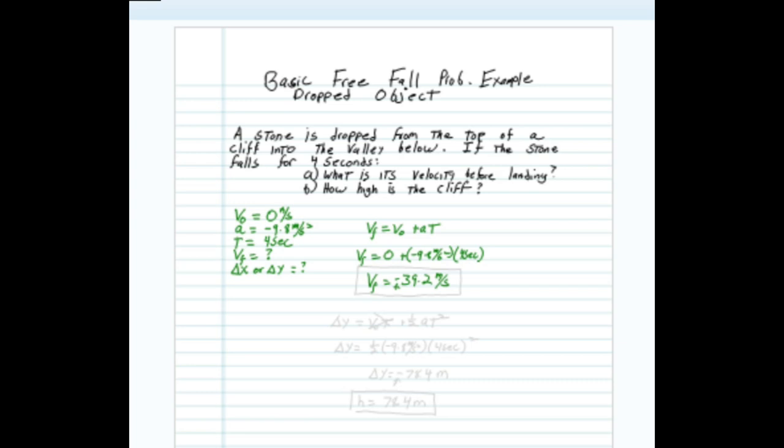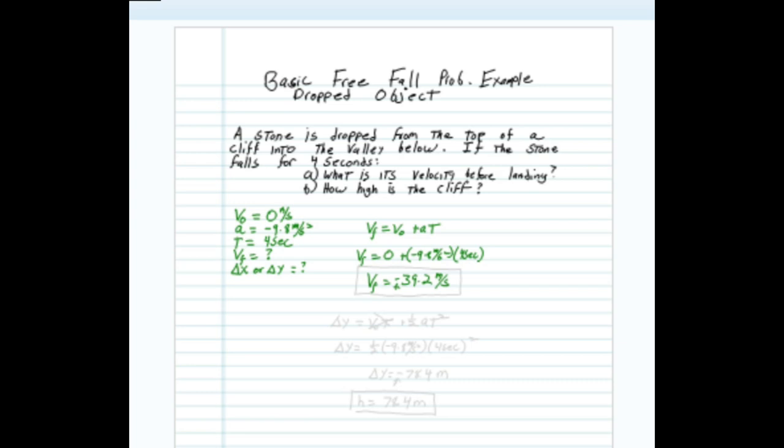And you'll notice that that velocity is almost, not quite, but almost negative 40 meters per second. Now let me think about why. Well, the acceleration due to gravity is almost negative 10 meters per second squared. So that means after 1 second, it would be going negative 10. After 2 seconds, negative 20. After 3 seconds, negative 30. After 4 seconds, negative 40. So it's not quite negative 40, but it's pretty close to that because the acceleration due to gravity is pretty close to negative 10 meters per second squared.